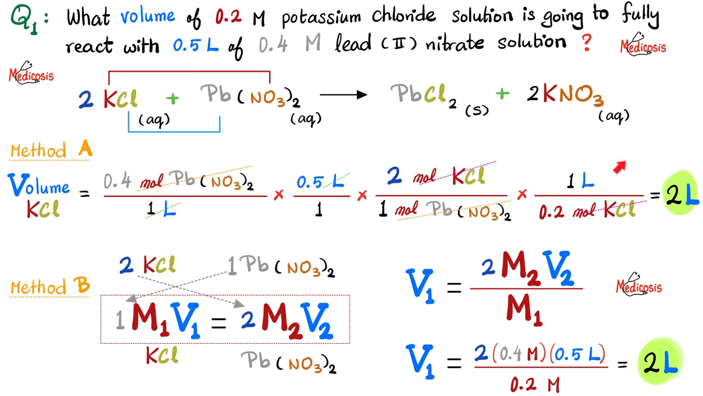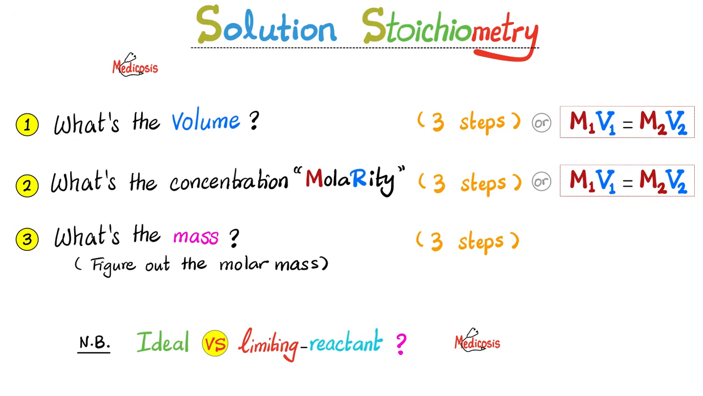Notice it took me 3 steps. You can also try the second method, which is M1V1 equals M2V2, but be careful with the coefficients. The 2 KCl will go here, and the 1 Pb will go there. Some crisscross action. This was the first situation, which is what is the volume, and it took us 3 steps, or simply using M1V1 equals M2V2.